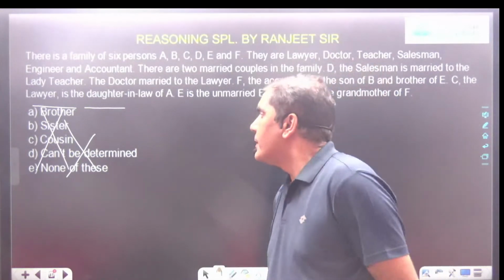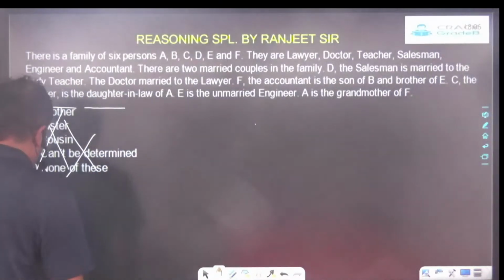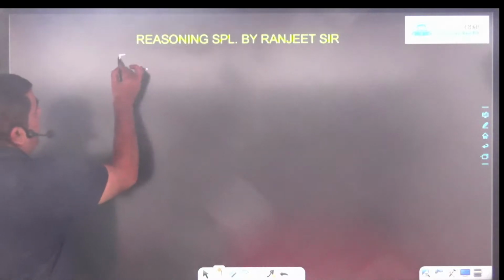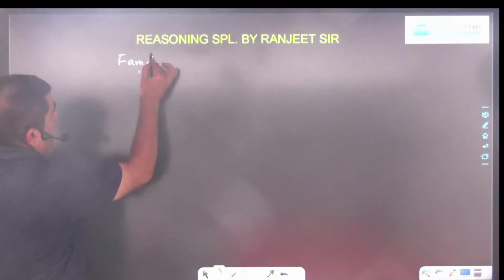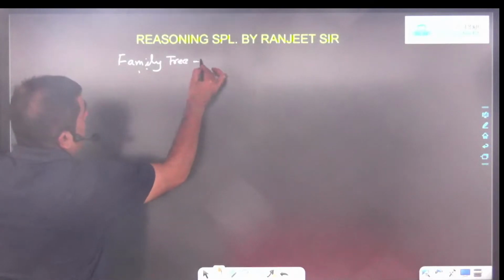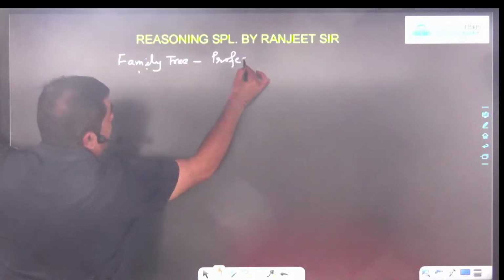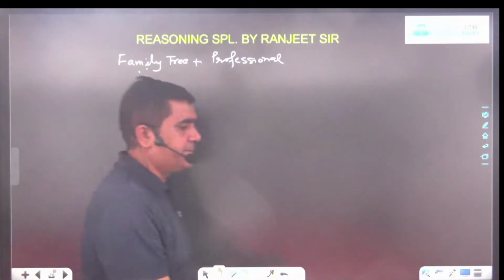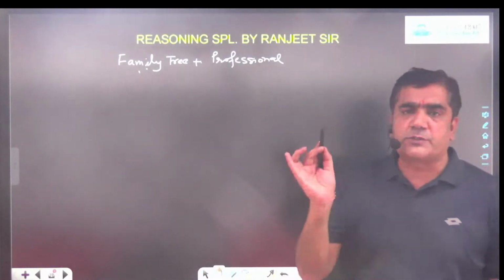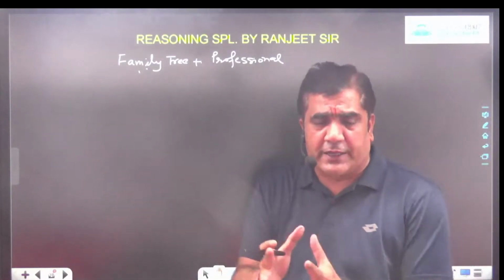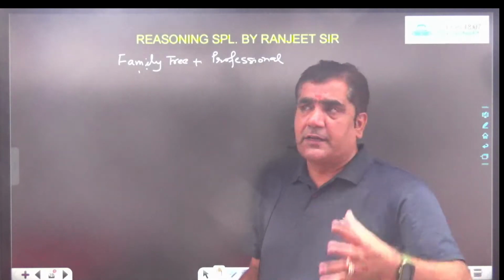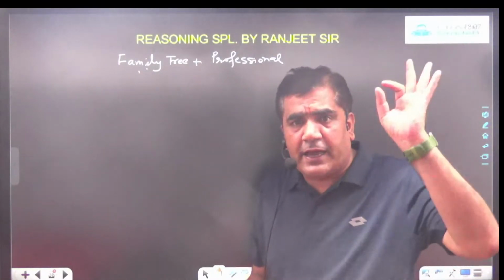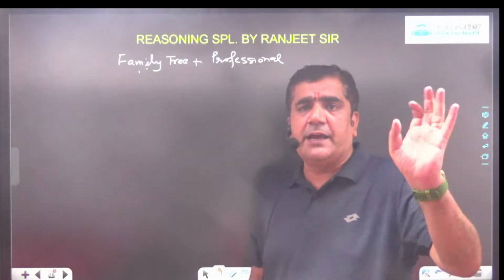See. Now let's start with the concept, and then we'll start with the question. See, whenever any problem is given based on family tree and profession, here my job is to draw one family tree, and parallelly you have to find the profession of the person. Now the most common mistake the student does, they try to find both of them together. They feel that once we read the passage, I will get the relation as well as I will get the profession. That is not possible in any case. Means what?